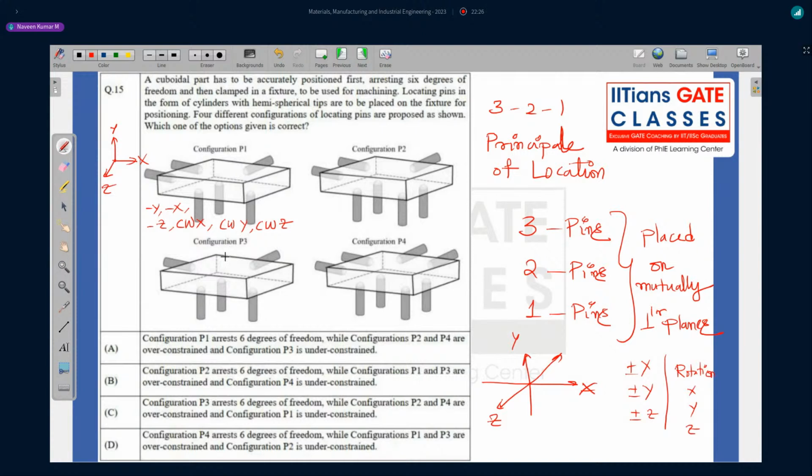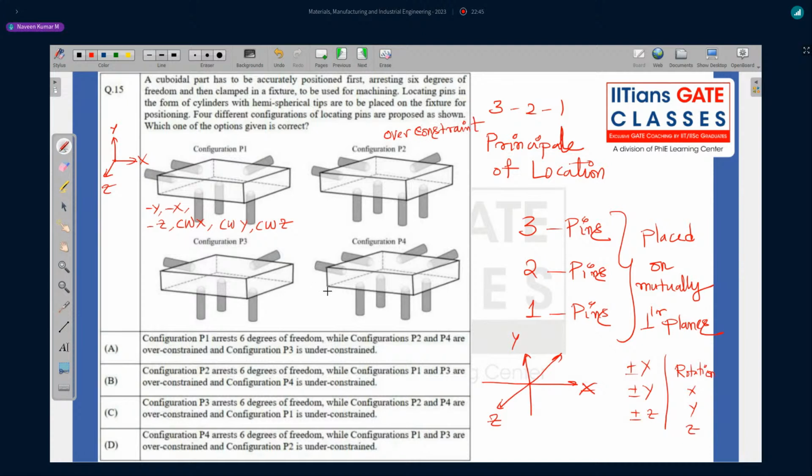Right. So now in the same way here, you see there is one more pin extra added. There is no need of it. Actually, 3 are sufficient for that. So that's the reason why P2 is over constrained. Right. P2 is over constrained.